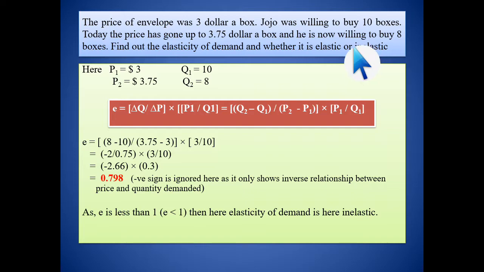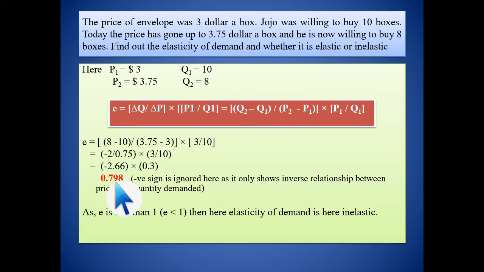Okay, so here is the question. Coming to the answer. See, the initial price was 3 where he is buying a quantity of 10. The new price is $3.75 and the quantity decreased to 8. So we now have P1, P2 and Q1, Q2. This is the formula for getting the elasticity, which I have already discussed in the previous lectures. So here the change in quantity, Q2 minus Q1, divided by P2 minus P1, into P1 divided by Q1. Just match the numbers. So here is the answer, that is 0.798.